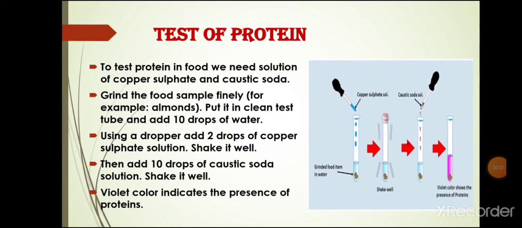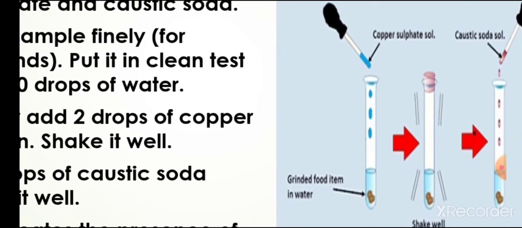Now students, there is another activity. The aim of the activity is to test the presence of protein in any food item. What we have to do in this activity, we have to take some food item and crush it or grind it, then put some small quantity in a test tube. You can see here, this is the test tube.